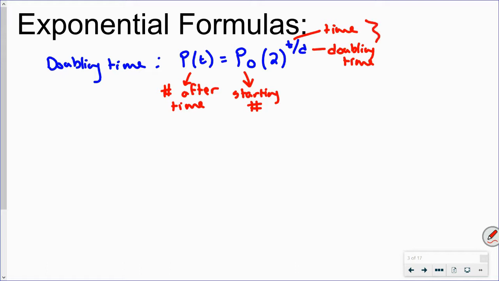Now note that these two need to be the same label or the same units, whatever they are: days, months, weeks, years, hours, seconds, whatever it is, they need to be the same.